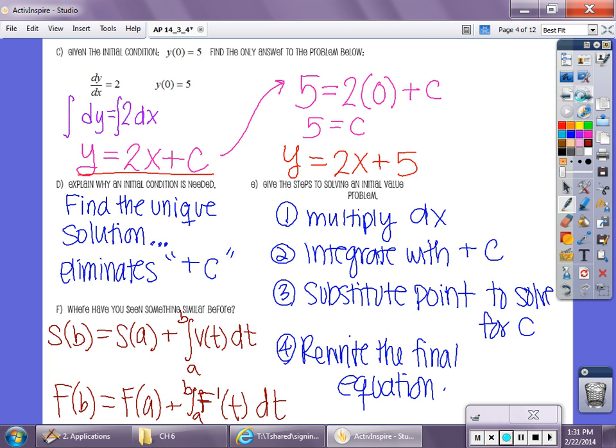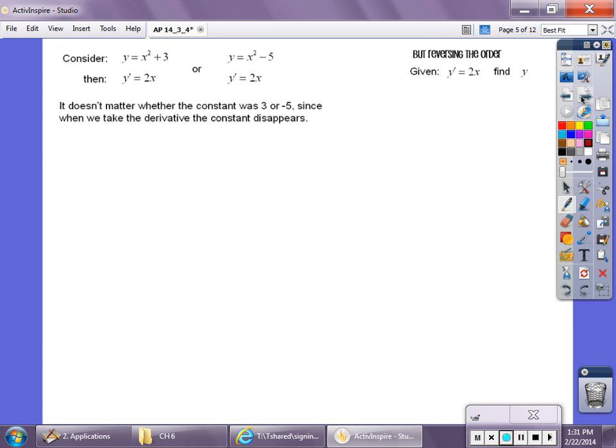So starting off here, we have some equations, and then you see underneath the derivative. The derivative of that guy is 2x, and the derivative of that guy is 2x, and the constants didn't matter. But when we want to go backwards from y prime to find y, it's a little bit harder because the question then has to be rewritten as dy/dx is equal to 2x.